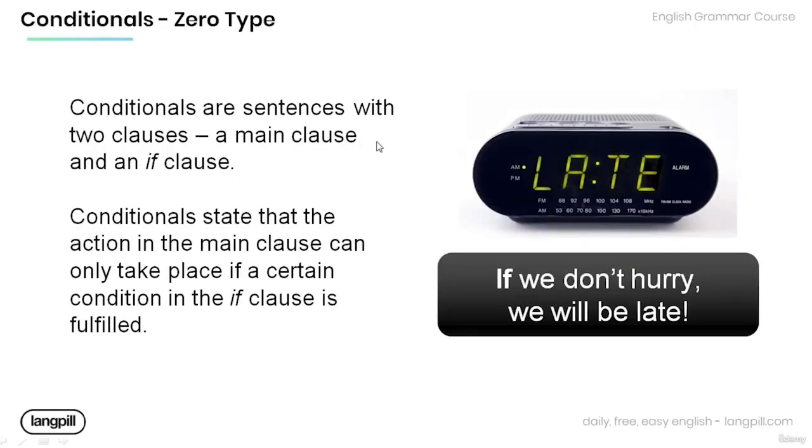Now, conditionals are sentences with two clauses, a main clause and an if clause. Conditionals state that the action in the main clause can only take place if a certain condition in the if clause is fulfilled. Have a look at the example over here. If we don't hurry, we'll be late. Now, this is a conditional sentence, and it's used to state that the main action in the main clause, being late, will take place if we do not hurry.